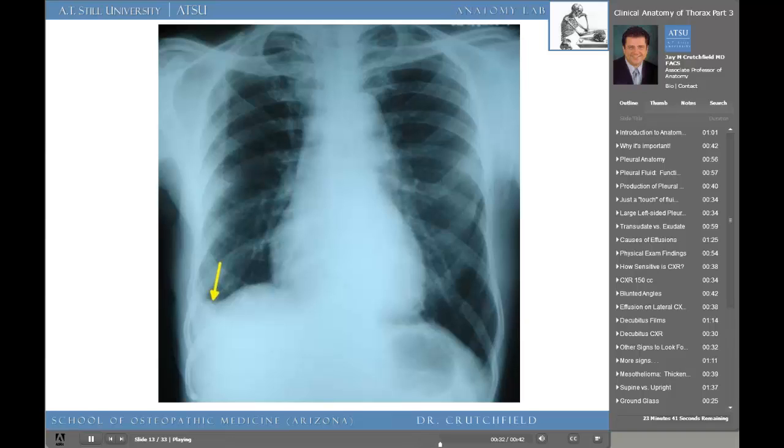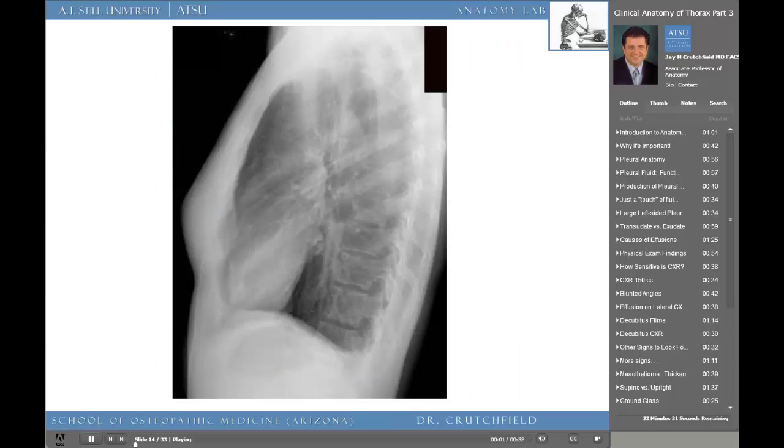Here's a lateral view. Note how the red arrow is showing blunting of that triangle. Therefore, we know that there's between 150 and 500 cc's of fluid extra in this chest. And also, the blue arrow is showing us the blunting anteriorly. So there's definitely fluid layering out here. If you look closely, between the red and blue arrows, you can see the line indicating the hemidiaphragm. What's most important here is not how much fluid. What is important is that there is excess fluid.